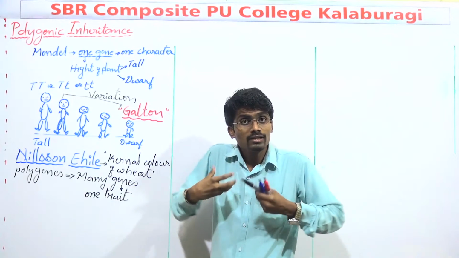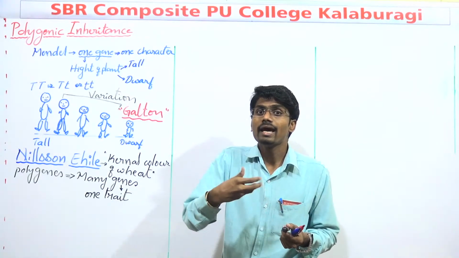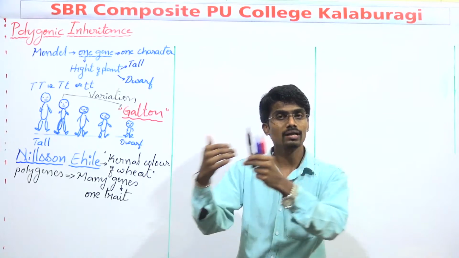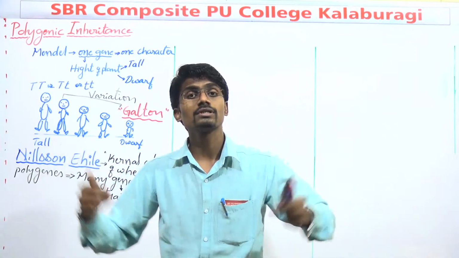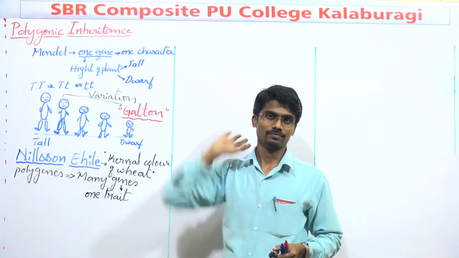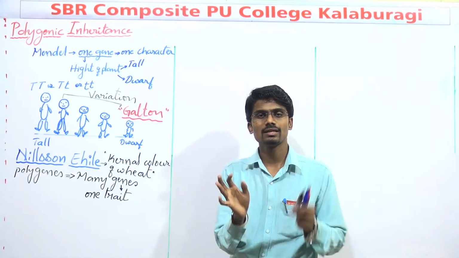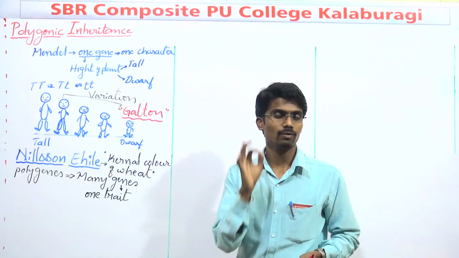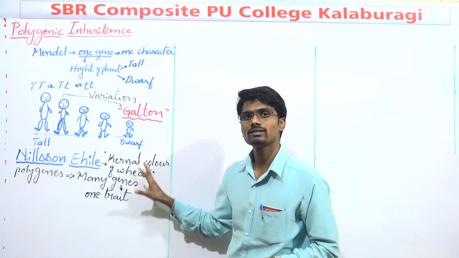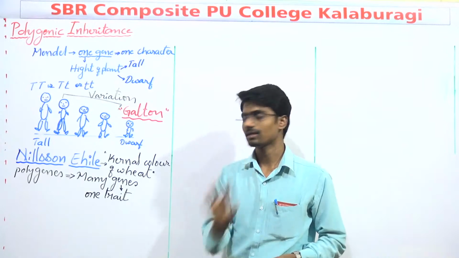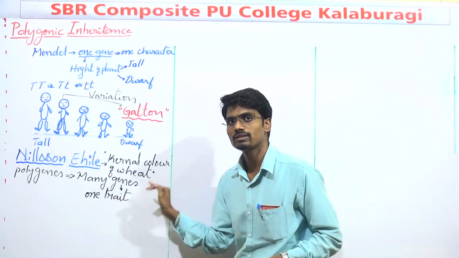And these polygenes are inherited or transmitted from one generation to another generation. That process is known as polygenic inheritance. Got it? This is just a small idea about polygenes. Here, what does it mean? It means many genes control one character. That is it, to understand the meaning of polygenes.